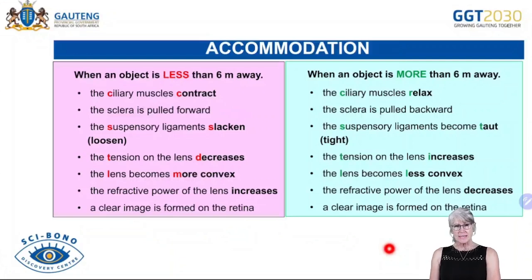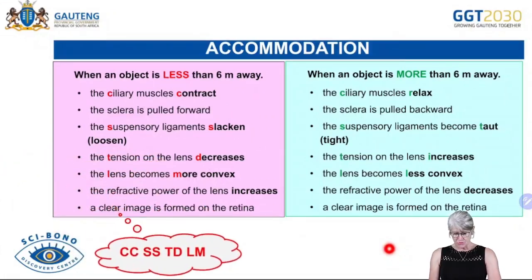The suspensory ligaments become slackened, because your ciliary muscle contracts, and then your suspensory ligaments become loose. And when they're loose, they're not pulling on the lens, so the lens now becomes quite nice and convex, becomes more convex, because the tension has decreased on the lens, and that increases the refractive power.